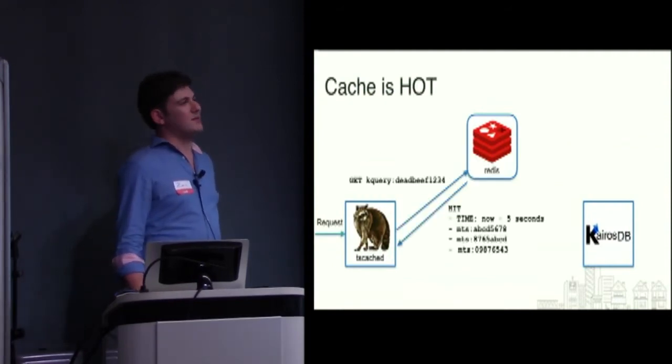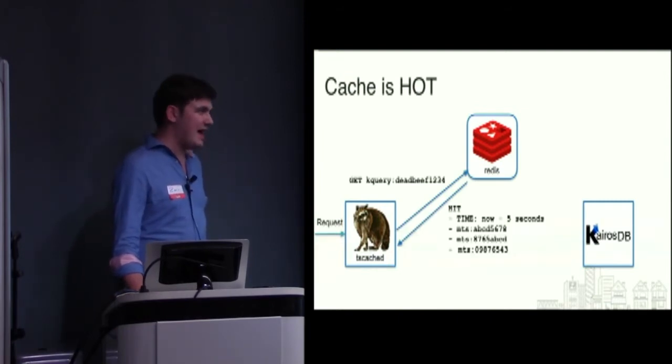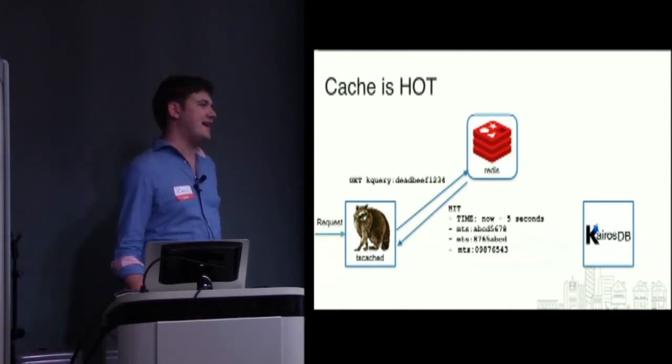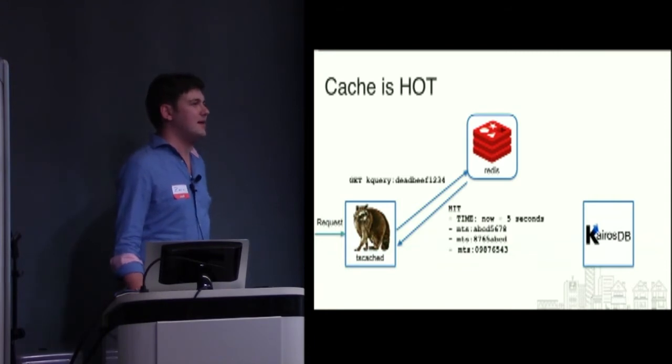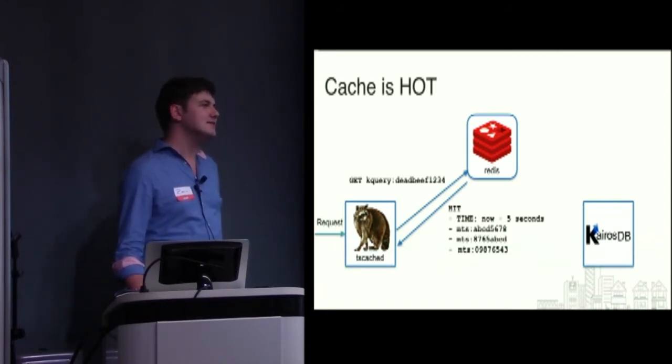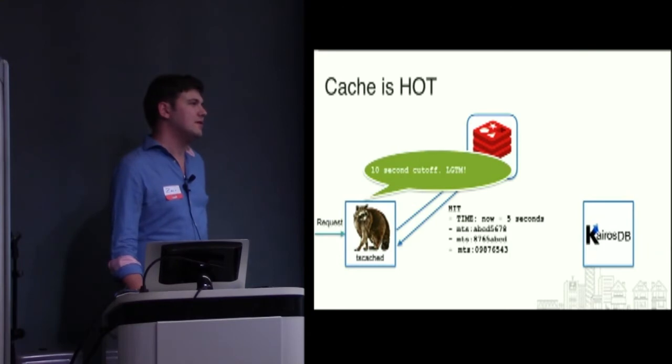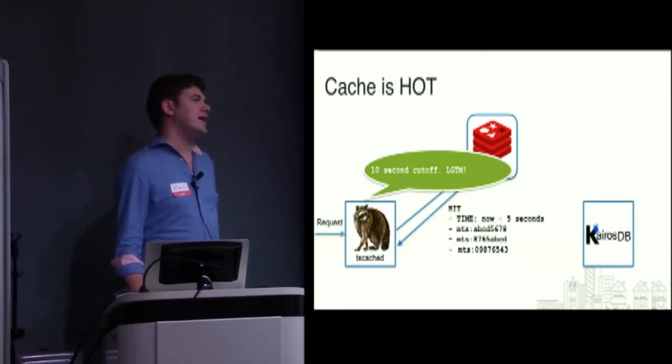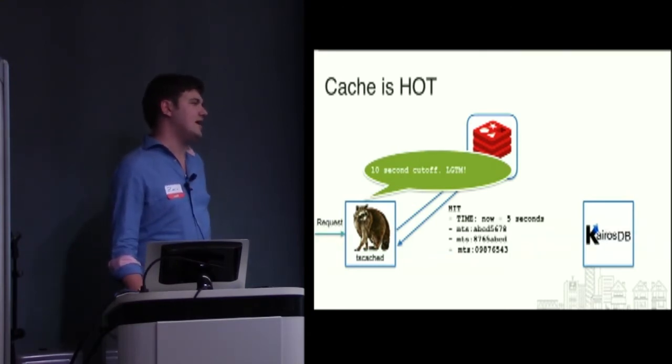We hash it to deadbeef1234. We ask Redis about it, and Redis says, I got it. Not only do I got it, but I've only had it for like 5 seconds. That's pretty fresh. We think to ourselves, we have a 10-second cutoff, so that's really nice.